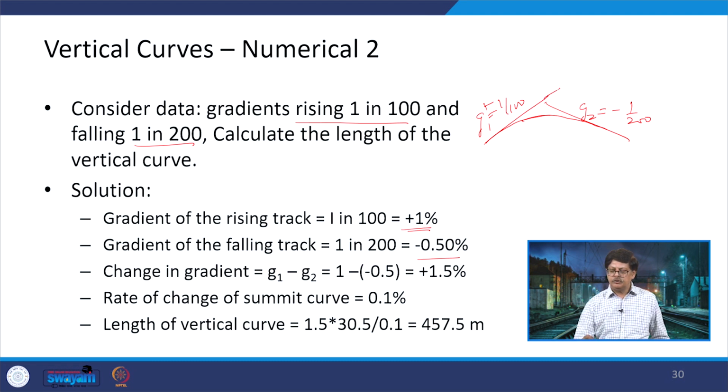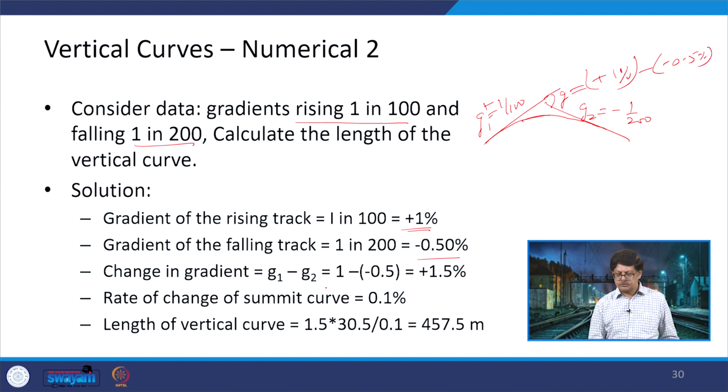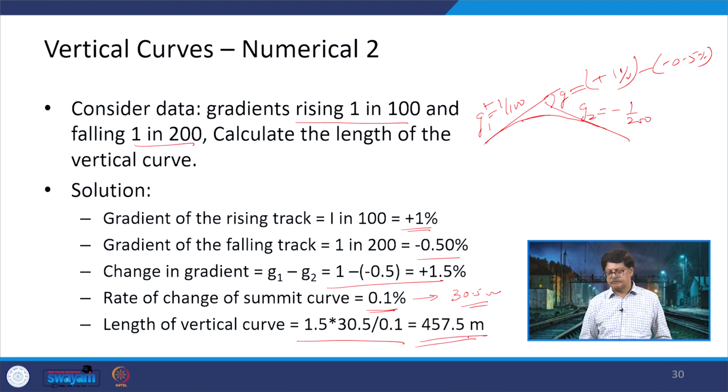Now, when we take the value of this gradient G, it is the algebraic sum. So, it is plus 1% minus 0.5%. So, when we get it, we get 1.5%. Now, the rate of change of the summit curve is 0.1%, which was discussed previously. So, the length of the vertical curve on the basis of that, because this was for a chord length of 30.5 meter, for a value of 1.5% what we get is 457.5 meters. So, that is the length of the vertical curve which is to be provided.